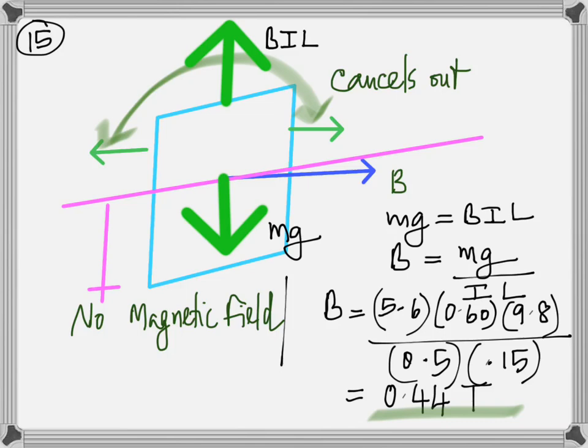Remember here that I multiplied by 0.6, because to find the total mass you would have to consider the whole thing. So that is 15 times 4, the total perimeter of that square. Okay.